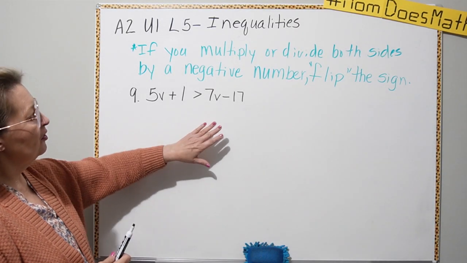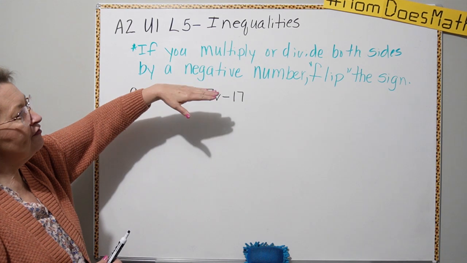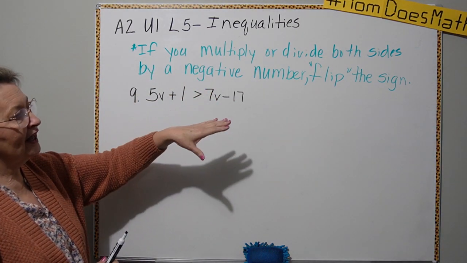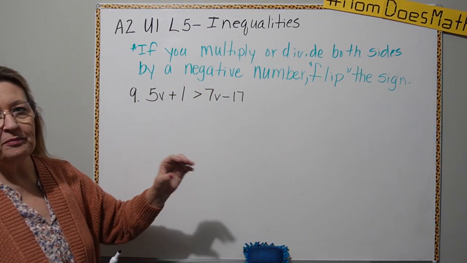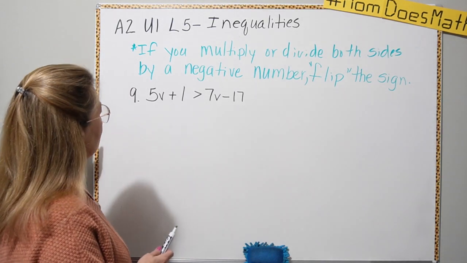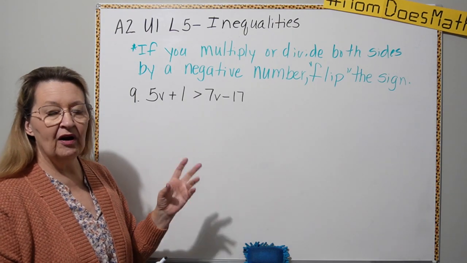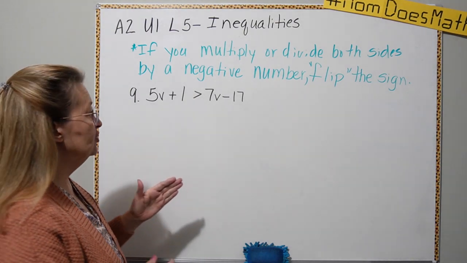Okay, let's work some problems. And the only thing you have to remember is that if you multiply or divide both sides by a negative number, then you must flip the sign. That's the only thing different than solving just a regular equation. So here's number 9, and our instructions are to solve, to graph, and to put our answer in interval notation.